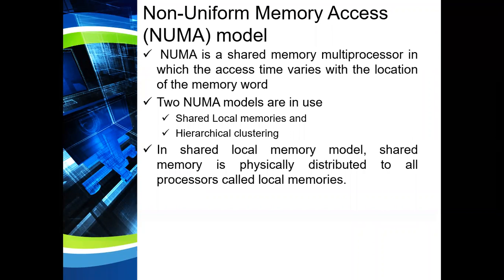So once again, under the UMA model, all the processors have uniform access timing. That's why it's called uniform memory access, that means UMA shared memory multiprocessor. Under NUMA, non-uniform memory access shared memory multiprocessor, the accessing time will vary with the location of memory, as I said. So here there are two categories.